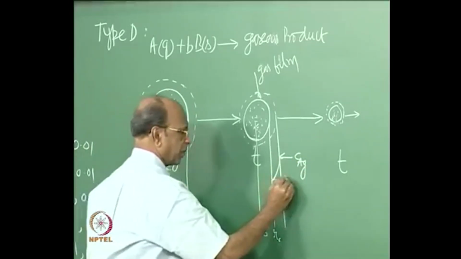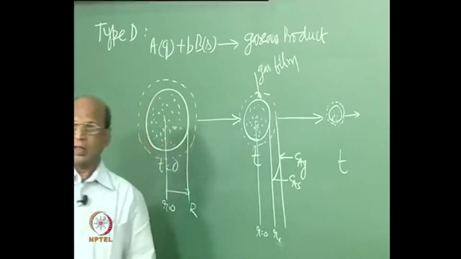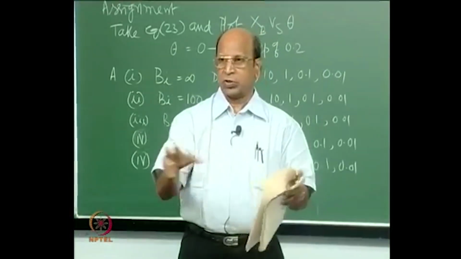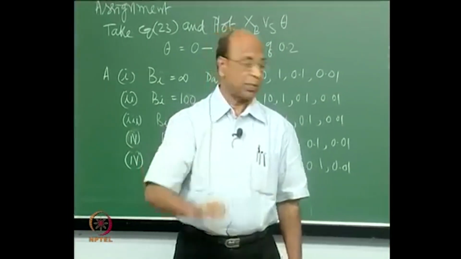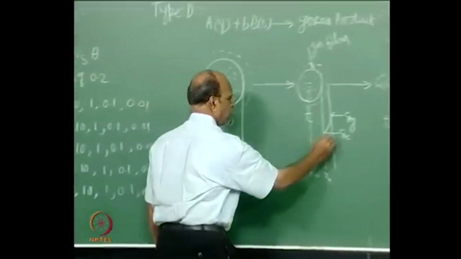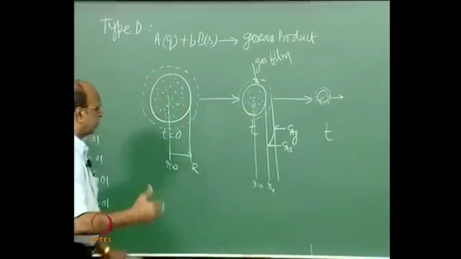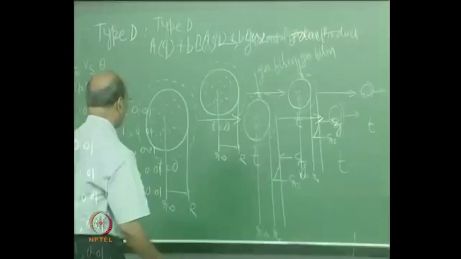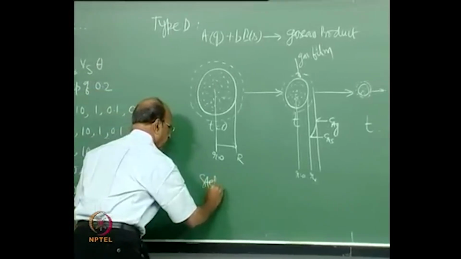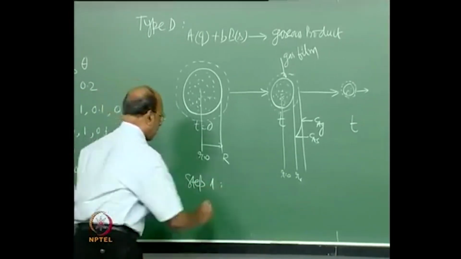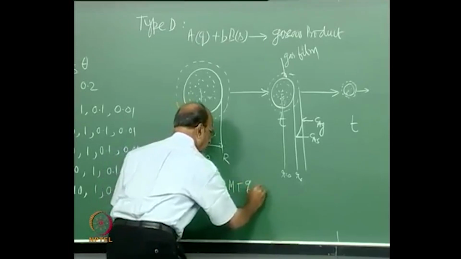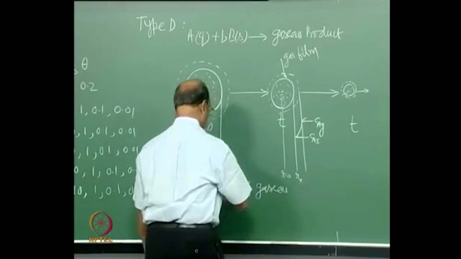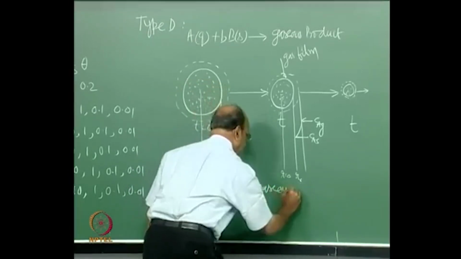This is CAS. When it touches the surface, then reaction is taking place and the particle is slowly disappearing, because everything is becoming gaseous product. So, you will have this kind of situation after some time t. Good. So, what are the steps now? Step 1 is mass transfer, MT, of gaseous reactant.